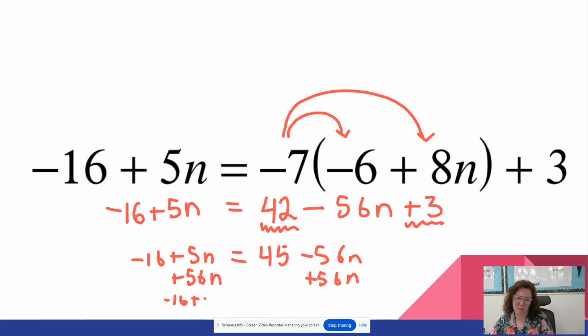Negative 16 plus, what is that, 61n equals 45. Add 16 to both sides of the equal sign. It looks like it probably gives us 61. Then divide by 61 and n equals 1.